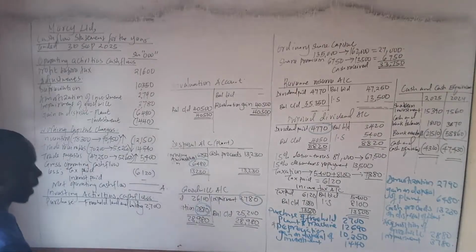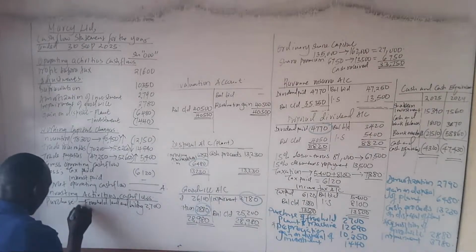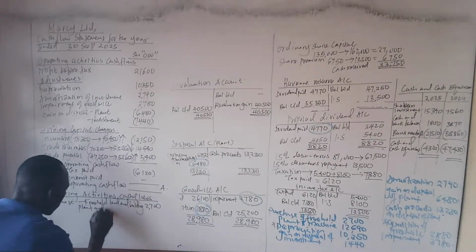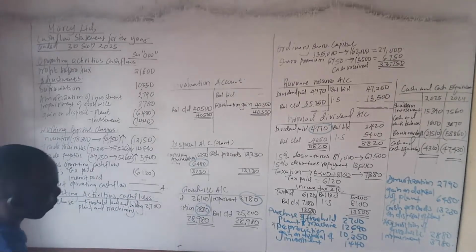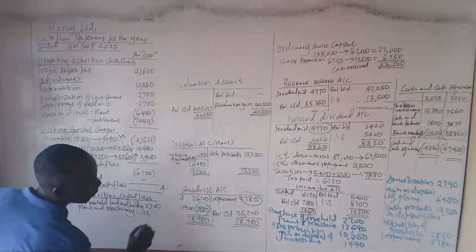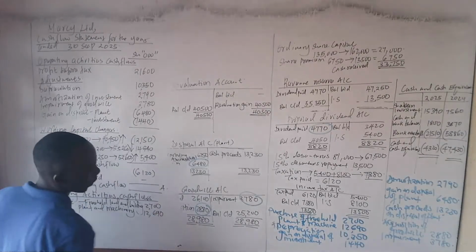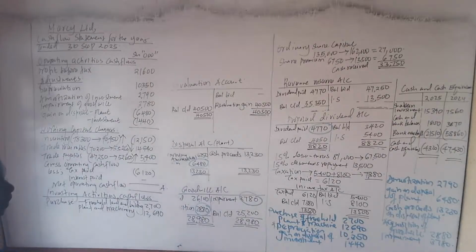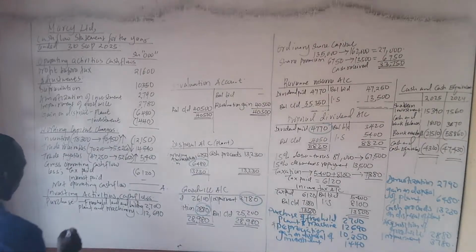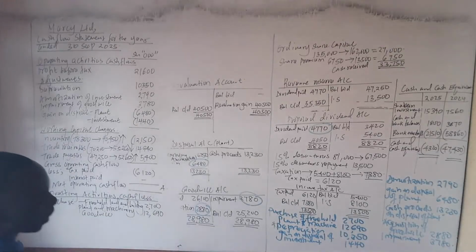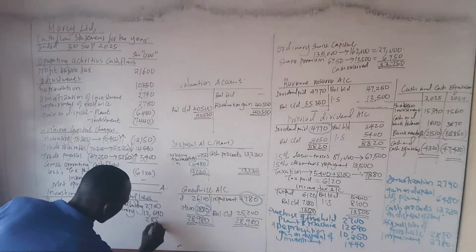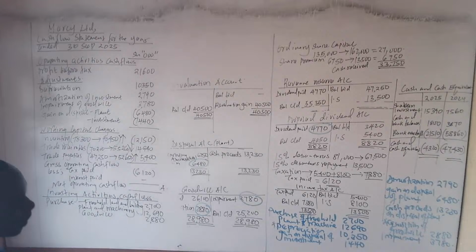2,700. Other than freehold land and building, we purchased plant and machinery, an amount of 12,690. We had it in the account. Other than that, we also acquired goodwill, and the goodwill was an amount of 2,880. Other than that, what else?